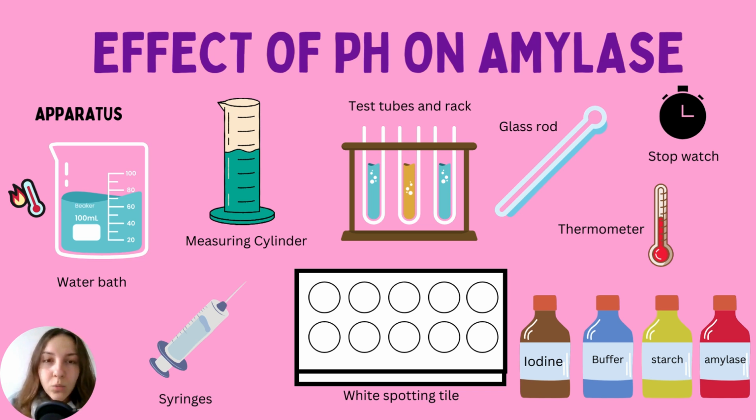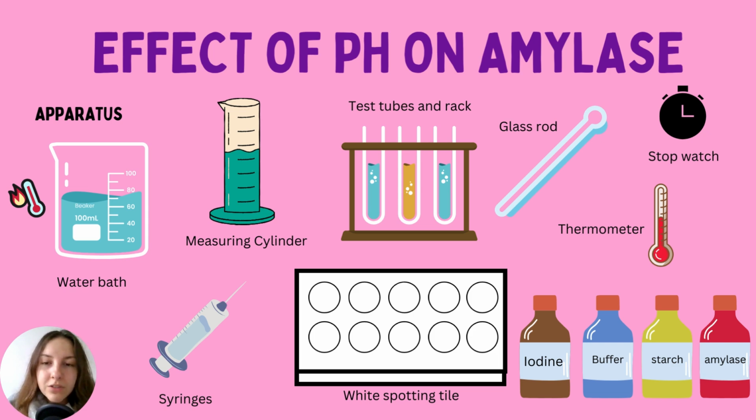You'll need at least one white spotting tile. I would recommend at least two, because that's where we're going to be placing our solutions in, and we may need more than one depending on how slow the reaction is or how slow the breakdown of starch is. We need some test tubes and a rack. We need a glass rod for stirring, and we of course need a stopwatch to measure the time.